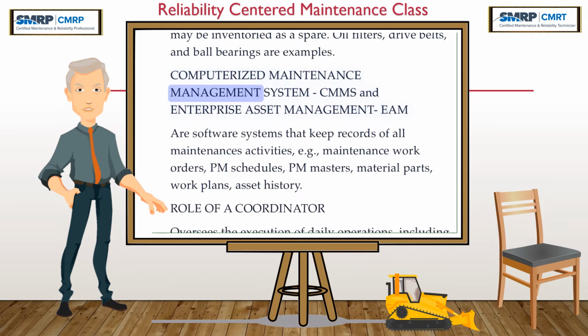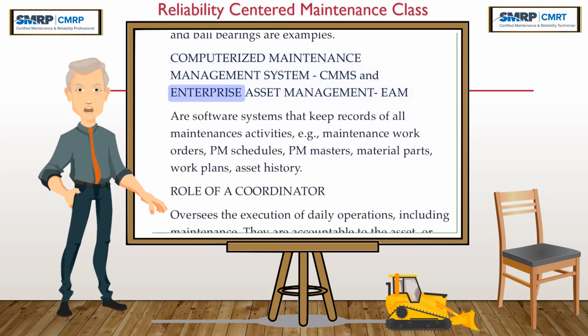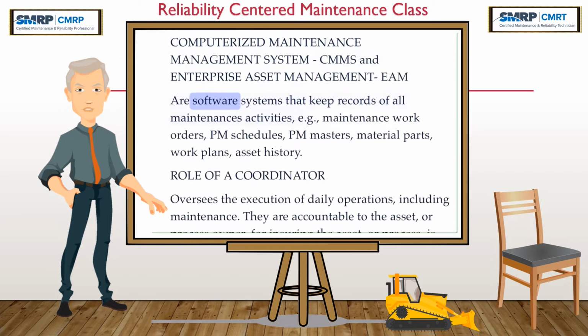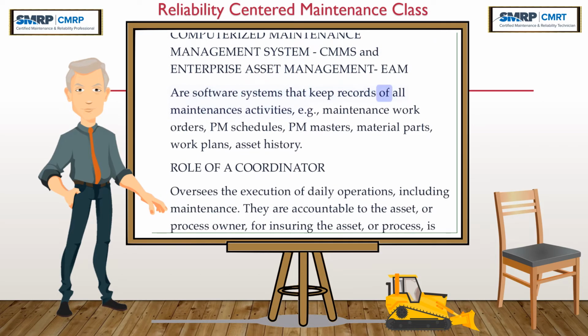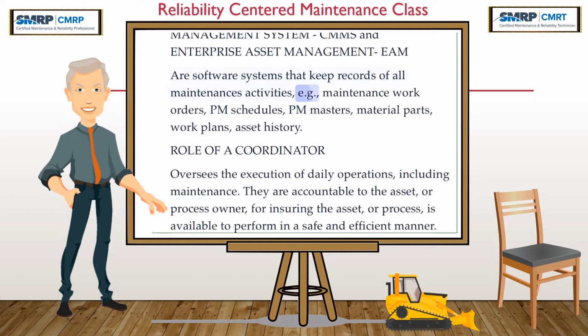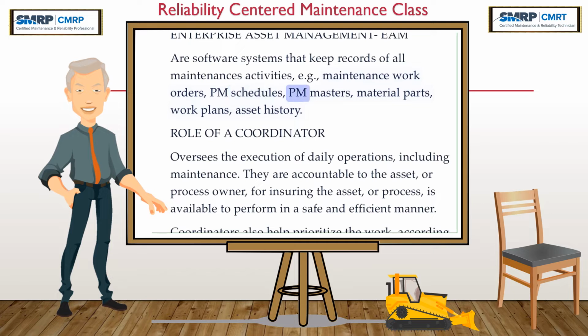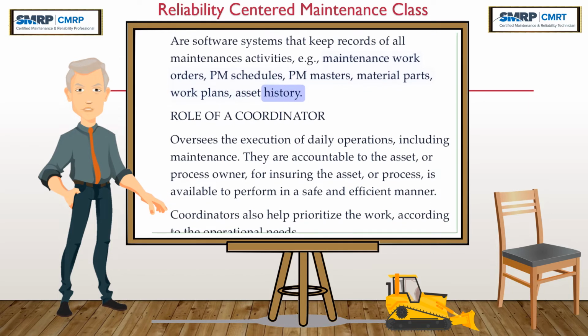Computerized Maintenance Management System (CMMS) and Enterprise Asset Management (EAM) are software systems that keep records of all maintenance activities, for example, maintenance work orders, PM schedules, PM masters, material parts, work plans, asset history.